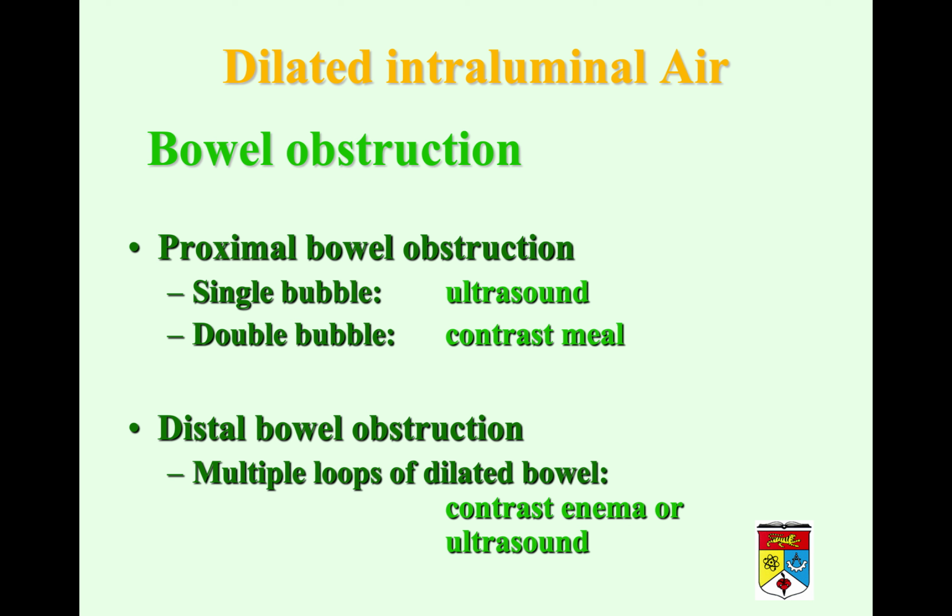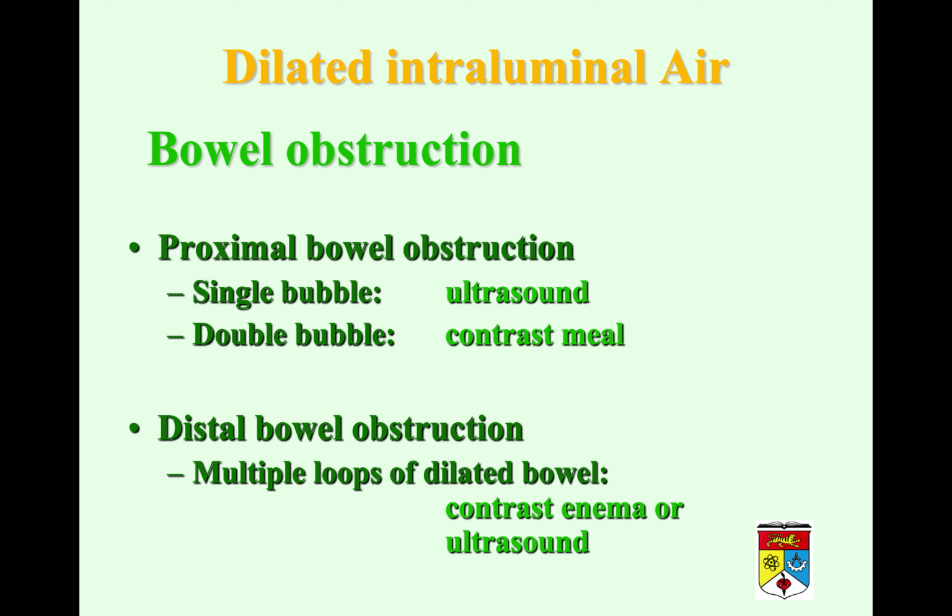This is another example. When you see air in the lumen, but the lumen is abnormally dilated, think about bowel obstruction. And when you have a bowel obstruction, you need to decide whether this is a proximal or a distal bowel obstruction. What I mean by proximal, I'll show you afterwards, because when you see a proximal obstruction, you have to know whether it's a single bubble or a double bubble. I'll show you afterwards, because the treatment or the imaging modality that will help in confirming the diagnosis will be slightly different, or you can do both.